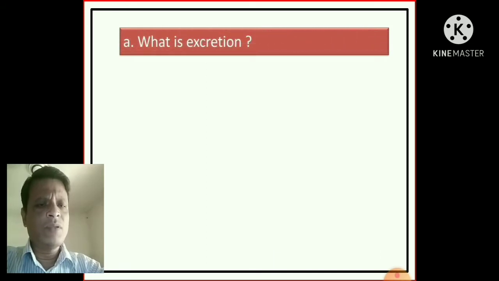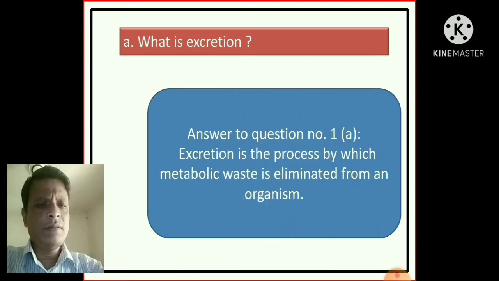Okay. Number 1, A. What is excretion? This is the knowledge based question. You just write down this answer in one sentence. Okay. Excretion is a process by which metabolic waste is eliminated from an organism. This is the very simple definition of excretion. You just write down the definition of this excretion here. Okay.